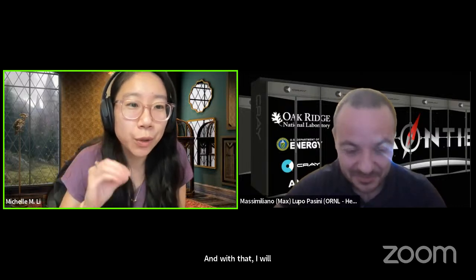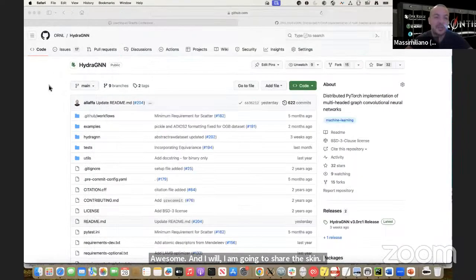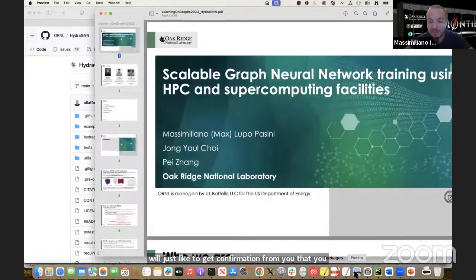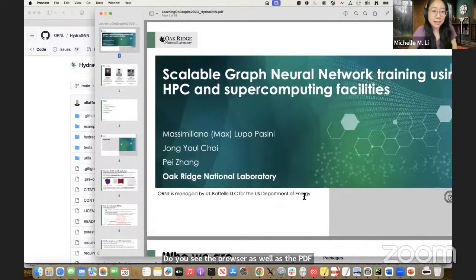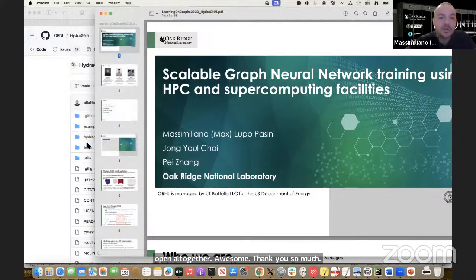So are all of the tutorial organizers co-hosts? Yes. Can you hear me? Yes. Perfect. I'm going to share the screen. I would just like to get confirmation from you that you can see all the windows that are open. Do you see the browser as well as the PDF file open? Yes. Awesome. Let me go into full slideshow mode.